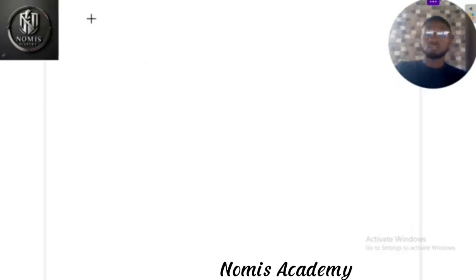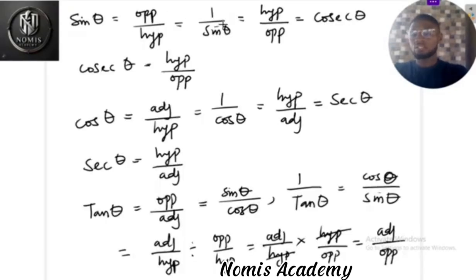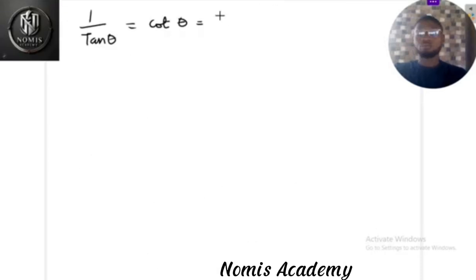So the inverse of tan theta is equal to cot theta, which is equal to adjacent all over opposite. So how do I get this memorized in my brain, so that anytime I need them, I will not need to start looking for what to do again?